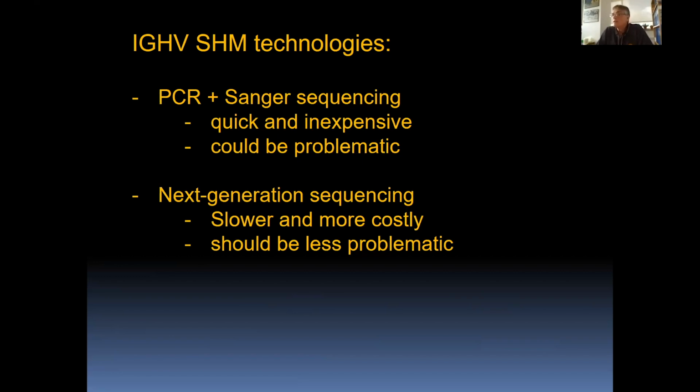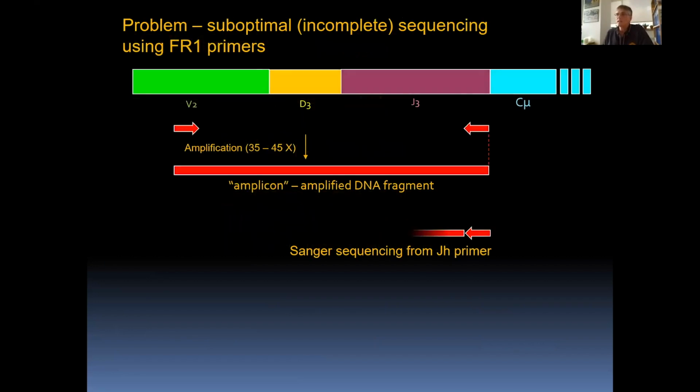PCR and Sanger sequencing is quick and inexpensive, but it could be problematic, as we'll see in a couple of minutes. Next-gen sequencing is, of course, a bit slower. Turnaround time is a bit longer. It's more costly. However, it avoids some of the problems that we encounter with Sanger sequencing. So let's have a look at the actual technique.